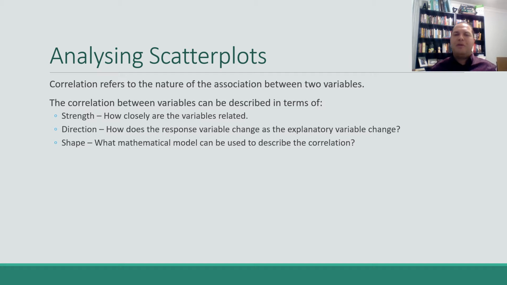And then shape. Over a long period or using a big sample, what sort of model can be used to describe this correlation? Is it a straight line? Is it curved? What sort of curve? That sort of question is what shape is getting at.